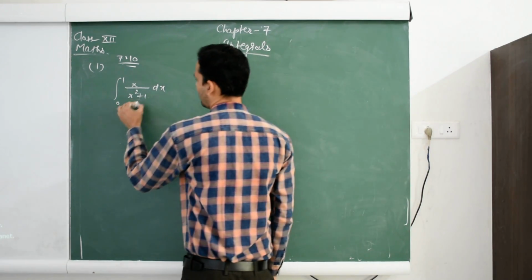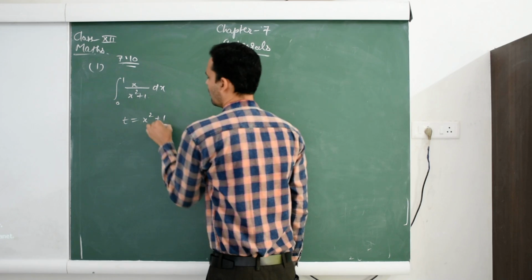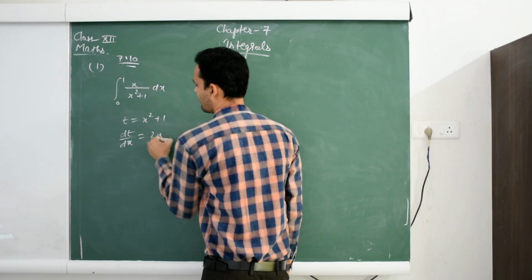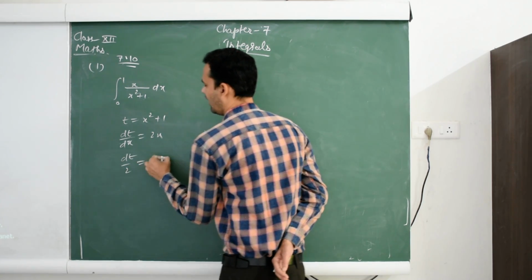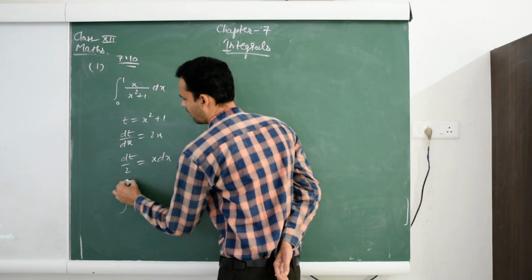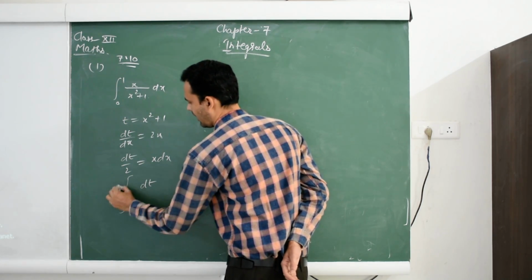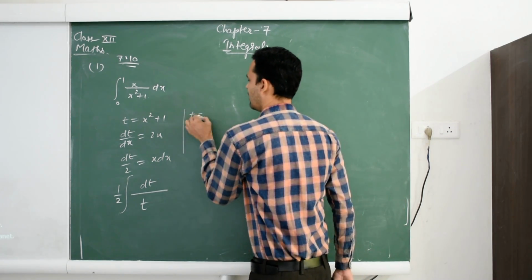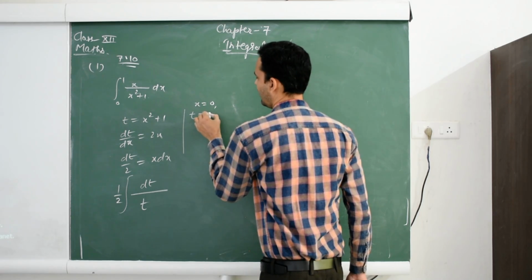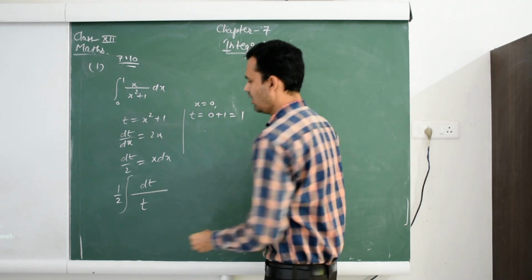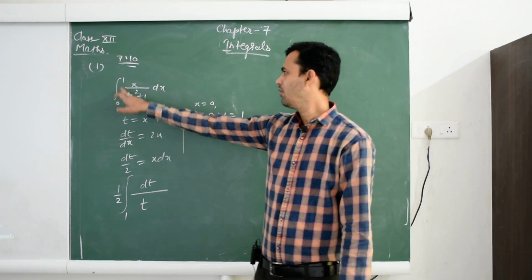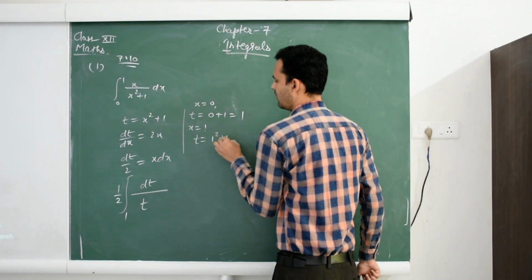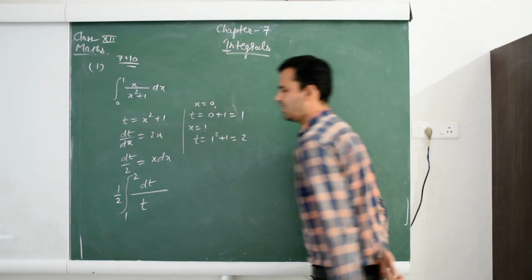First we put x square plus 1 equals t and differentiate it. So dt by dx equals 2x, so dt by 2 is equal to x dx. So the integral will be dt by 2 upon t. Now we change the limits. If we put x equals 0, we get 0 plus 1, so the value of t is 1; the lower limit is 1. And if we put x as 1, then 1 square plus 1 is 2, so the upper limit is 2.